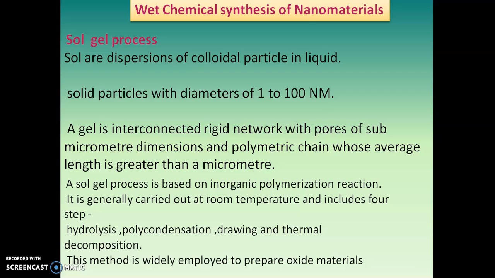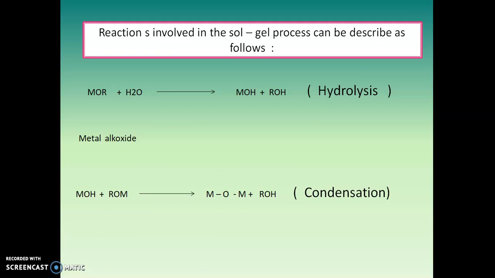A sol-gel process is based on inorganic polymerization reaction. It is generally carried out at room temperature and includes 4 steps: hydrolysis, polycondensation, drying and thermal decomposition. This method is widely employed to prepare oxide materials. Reactions involved in the sol-gel process can be described as follows.